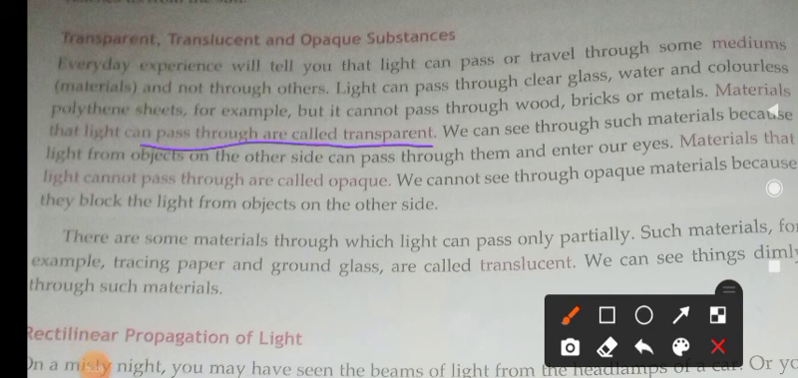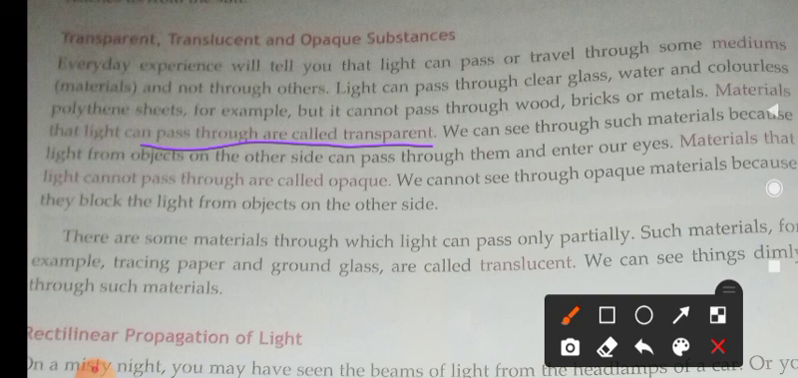For example, glass, mirrors, water, or colorless polythene sheets, all these are examples of transparent substances. That is your scale you are using, no? That is a transparent substance. You can see the object which is right behind that object. That object is said to be a transparent object, that is, light passes through that object.